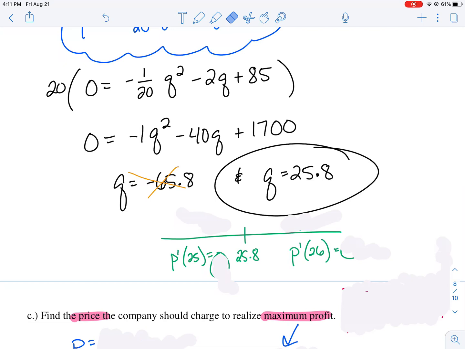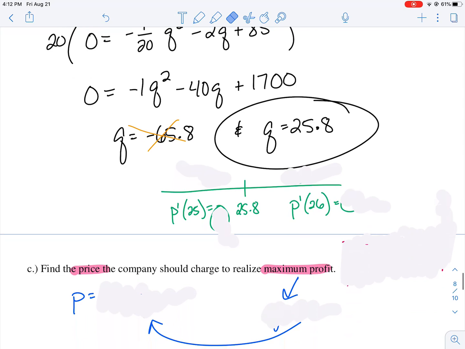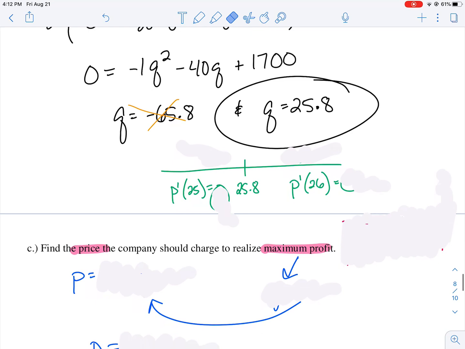Now, we're talking about the number of bikes, and remember Q means the number of bikes we sell per week. It really wouldn't make sense for us to sell negative 65 bikes. That's why that one's crossed off. But it would make sense for us to sell between 25 and 26 bikes per week, 25.8. So there's my critical number, but let's make sure we've found a maximum and not a minimum in our profit.